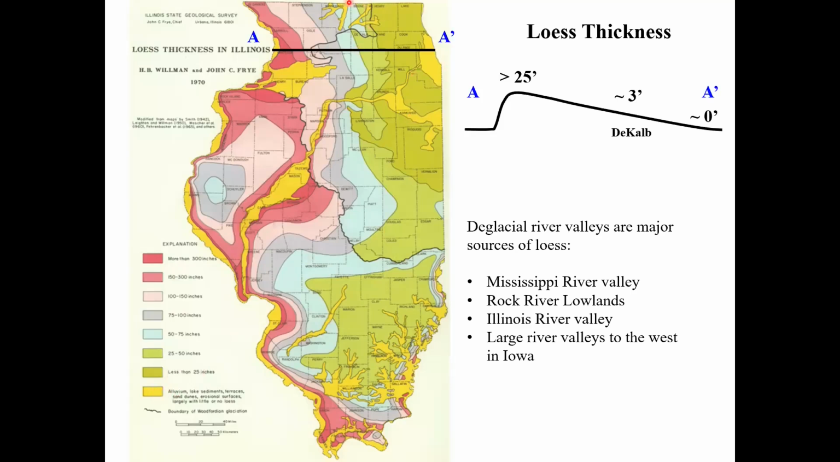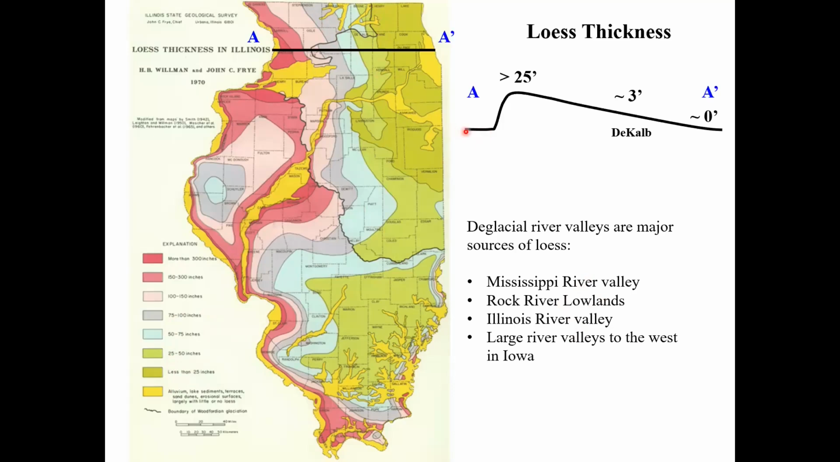So if we look at the majority of the Kishwaukee watershed up here, we're on the order of 25 to about 75 inches of loess, 2, 3, 4 feet, depending on where you're at. The loess is thicker to the west, it thins to the east, and that's because the loess blew out of the major river valleys during deglaciation.